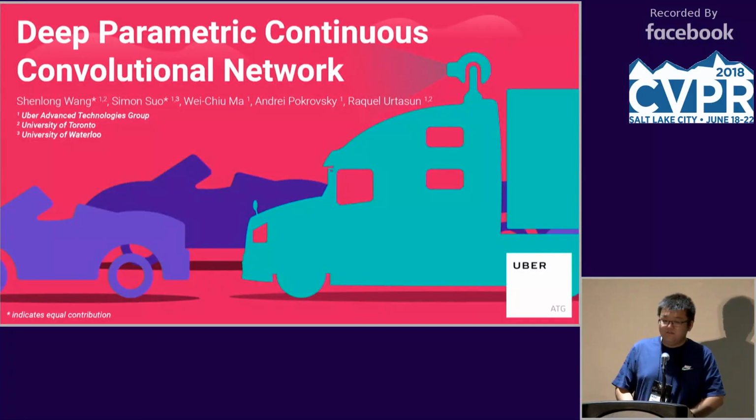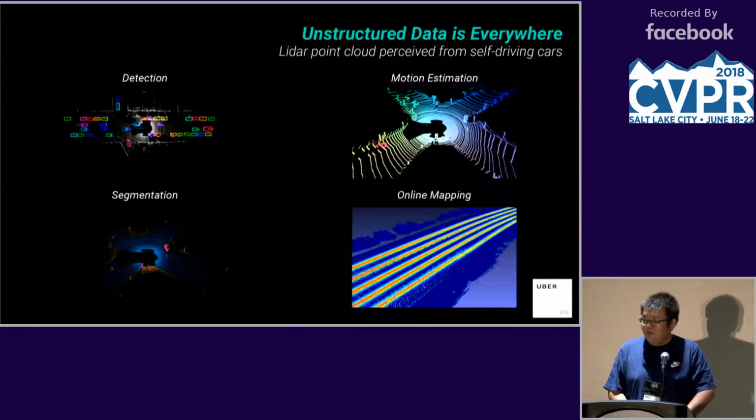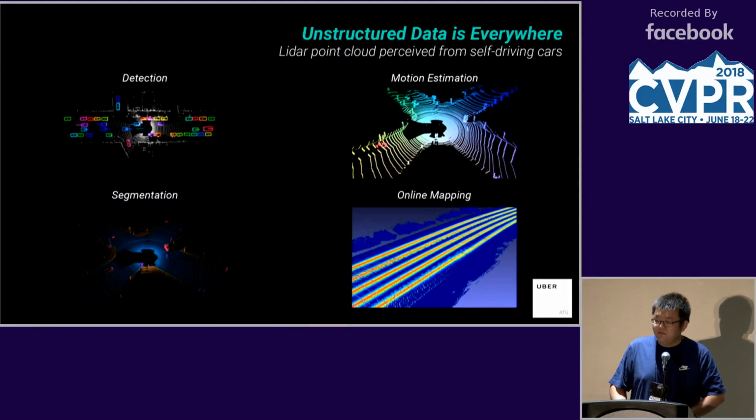Hello, I'm Shenlong from University of Toronto and Uber ATG. So in this paper, we present deep parametric continuous ConvNet, which is a joint work by a number of researchers in our lab. Unstructured data is everywhere in the world.